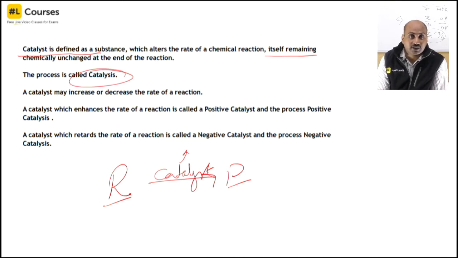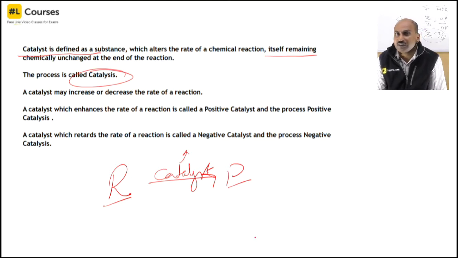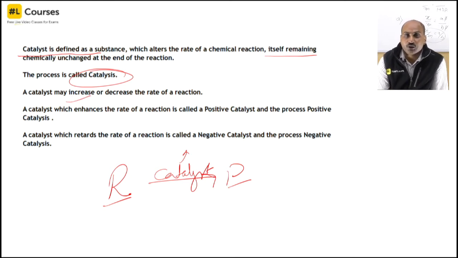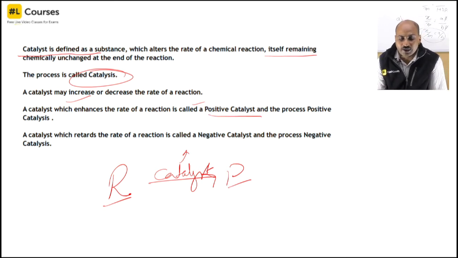Now, the question comes: does the catalyst always increase the rate of reaction? No, not necessarily. It depends on the type of reaction which you are doing. If the reaction is happening by itself spontaneously, we can reduce the reaction rate also. So, we may increase the rate of the reaction, or we may also decrease the rate of the reaction by adding these chemical substances. A catalyst that enhances the rate of the reaction is called a positive catalyst, and the process is simply called positive catalysis, or simply catalysis.